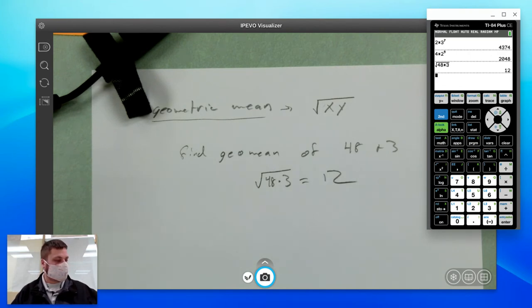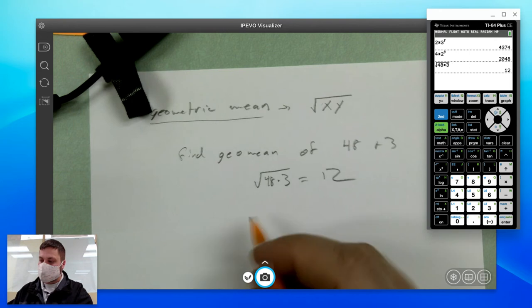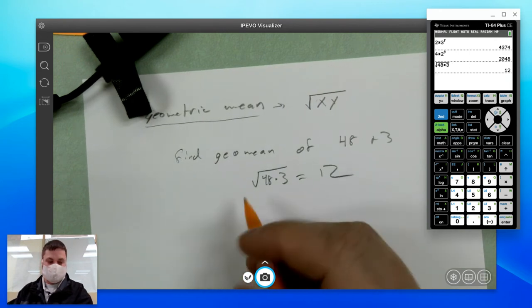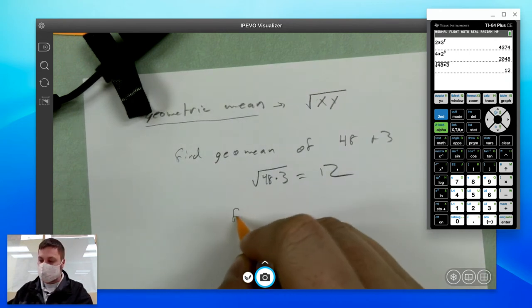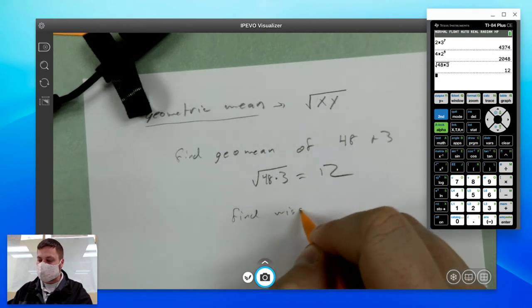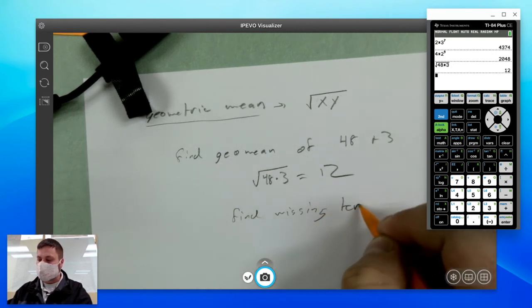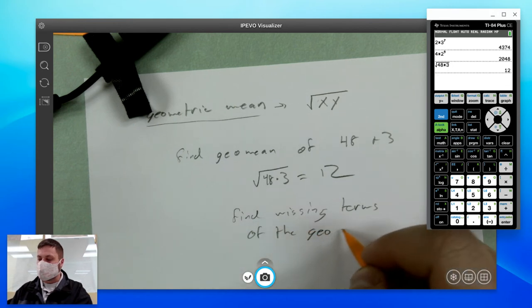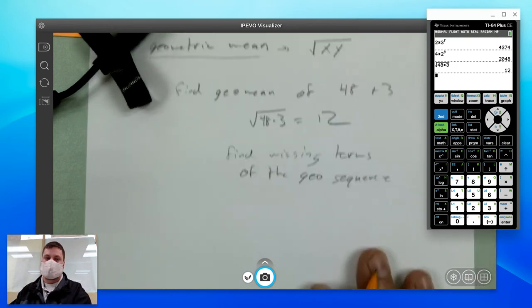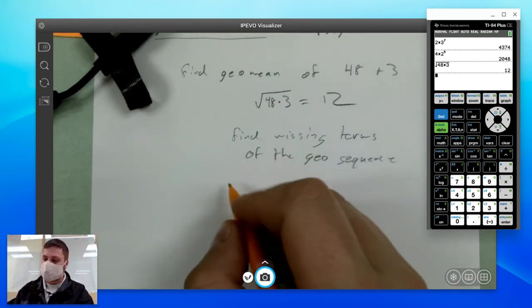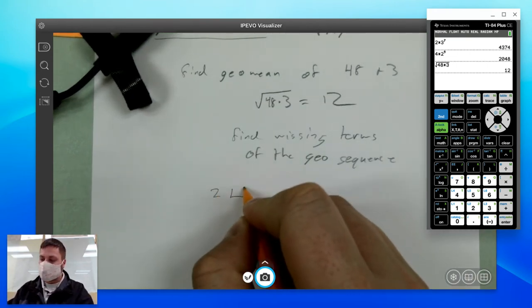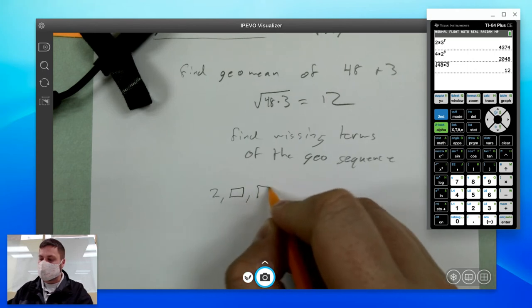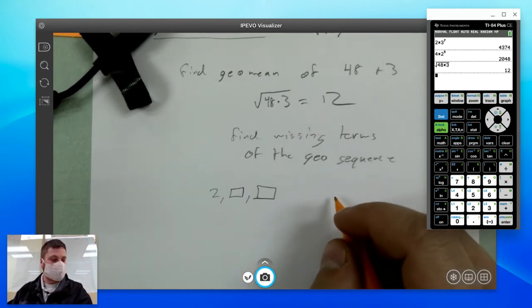Now, doing these types of missing problems. So let's say that it asks you to find the missing terms of the geometric sequence. They would have to tell you that it's geometric. And let's say that we have this situation here.